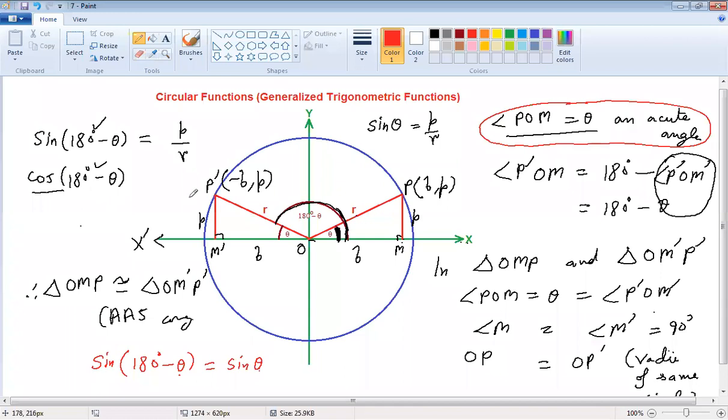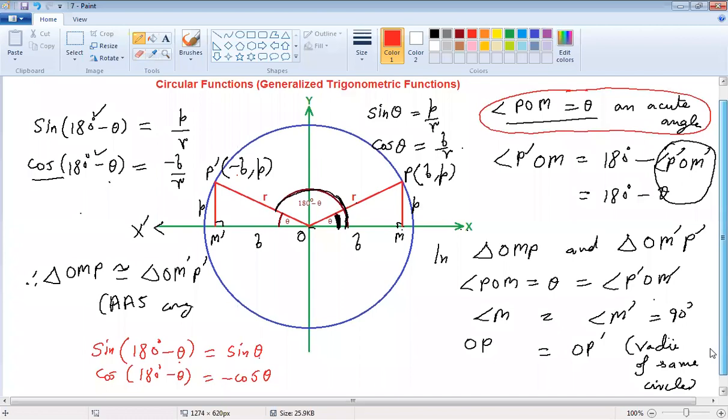What will happen to the cos of 180 minus theta, this angle? So this point's x coordinate is equal to minus b, divided by radius. Whereas in the determination of the cos of acute angle theta, this one, it is x coordinate divided by radius, it was b by r. So you find the cos of 180 minus theta is negative of cos theta. So this is another formula. Cos of 180 degree minus theta is equal to minus cos theta. Have you understood this point?